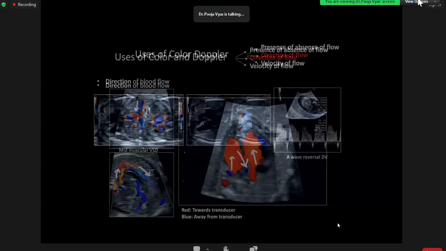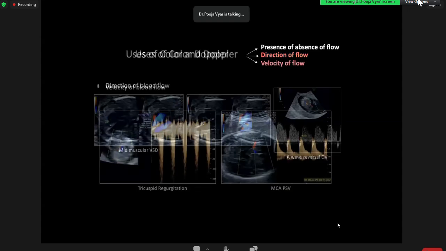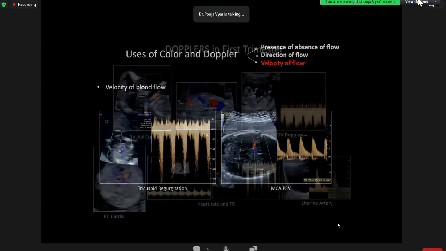As we see here, red is towards the transducer, blue is away from the transducer. Now, it is very important in cases of VSD where we want to check the blood flow across the defect. Now, lastly, we want to check the velocity of flow. So, it's very important in cases of tricuspid regurgitation, aortic stenosis, pulmonary artery stenosis, and in cases of MCA peak systolic velocity, especially when we want to diagnose fetal anemia.